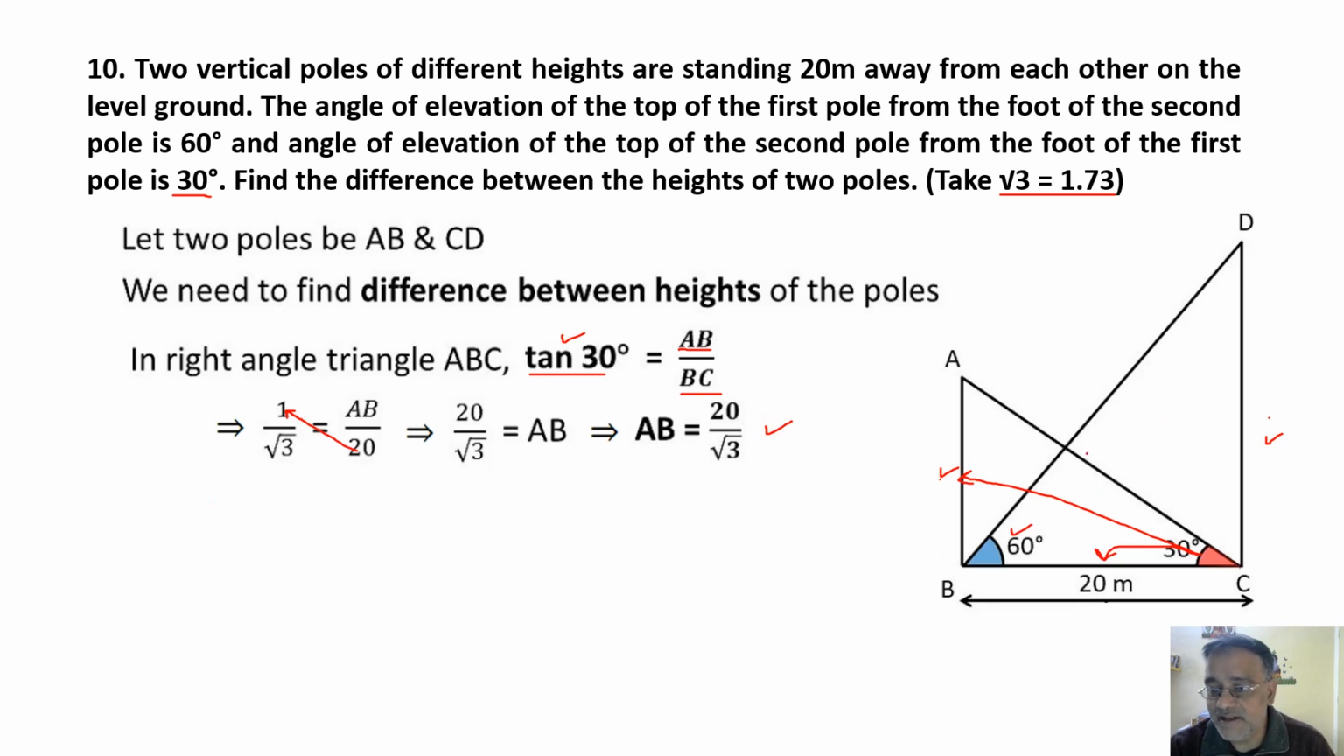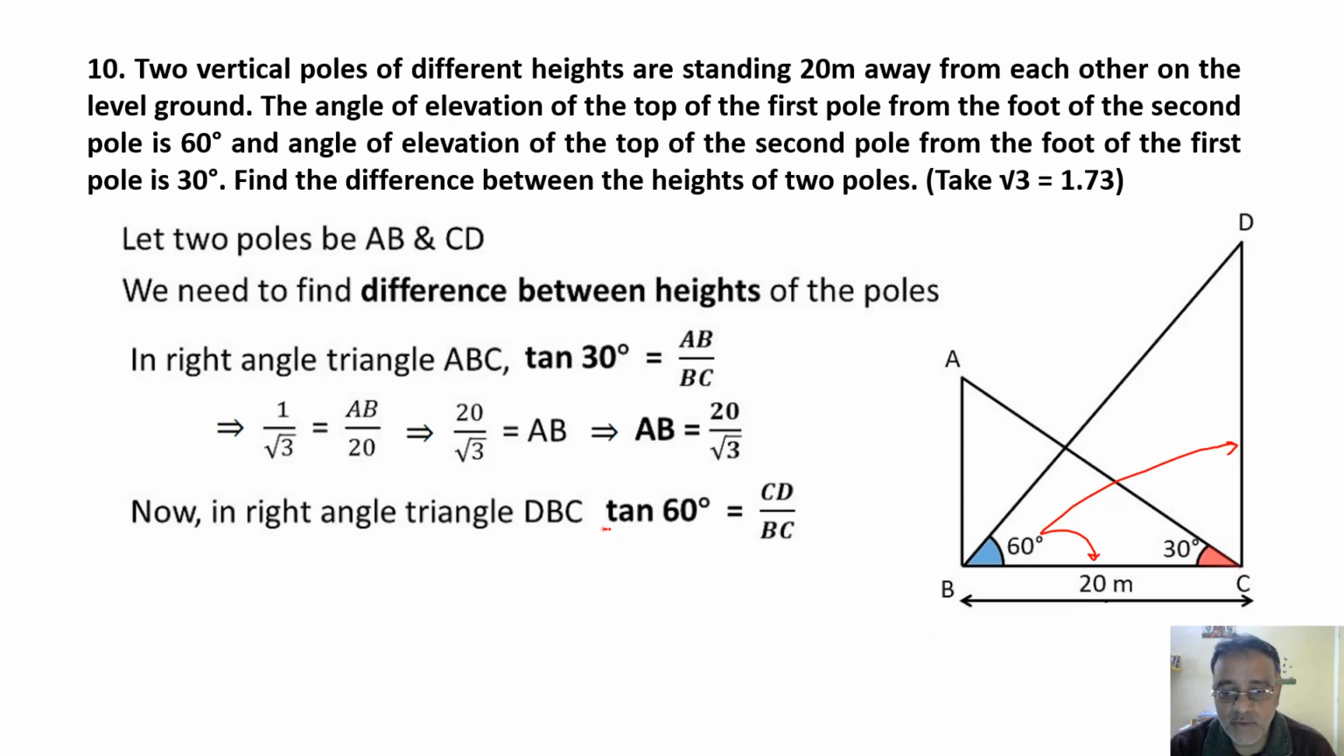Now in the other triangle DBC, tan 60 degree is equal to opposite by adjacent, that is CD by BC. And what is the value of tan 60 degree? √3, equals CD upon 20. Cross multiplying, we get CD is equal to 20 √3.